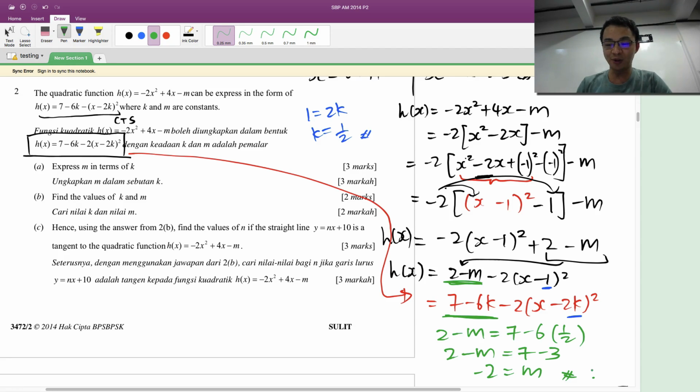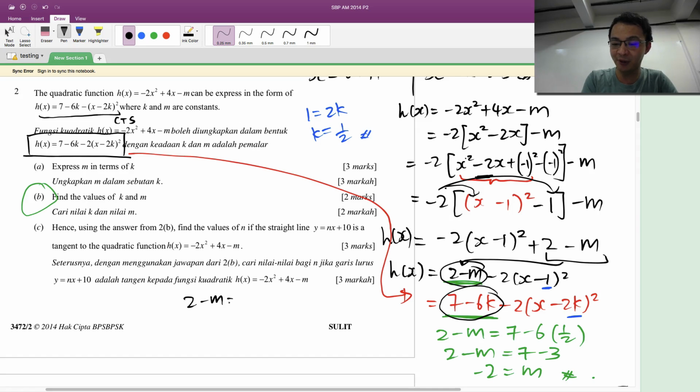Of course, the question asks you to express m in terms of k. Because I already did part B, for part A I will use back the black one. We're comparing this one with this one. So if 2 minus m equals 7 minus 6k, then we form the equation from here, because the question wants m in terms of the other one, right? So I move the 7 to the other side: 2 minus 7 plus 6k equals m. Then m equals 6k minus 5. Okay, this is the answer for A.